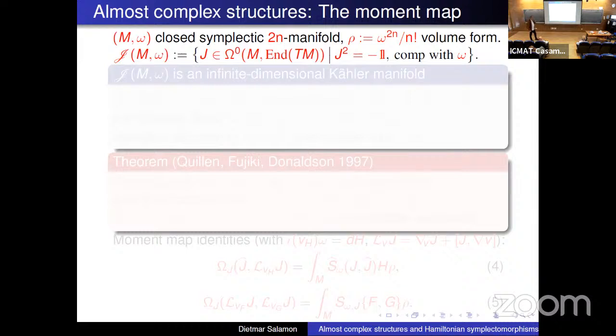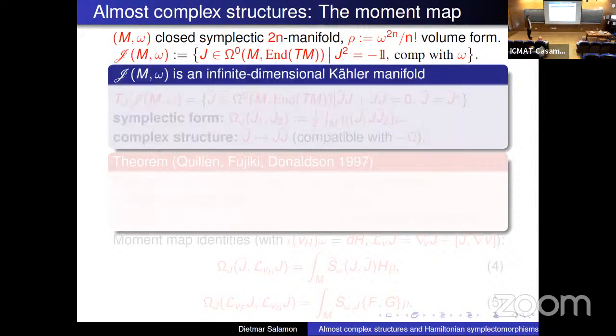Now this space can be viewed as a space of sections of a fiber bundle over our manifold M, where the fiber at each point x is the Siegel upper half space associated to omega and j at the point x. And that's a Kähler manifold. And so the space of sections of a bundle of Kähler manifolds is a kind of infinite dimensional Kähler manifold.